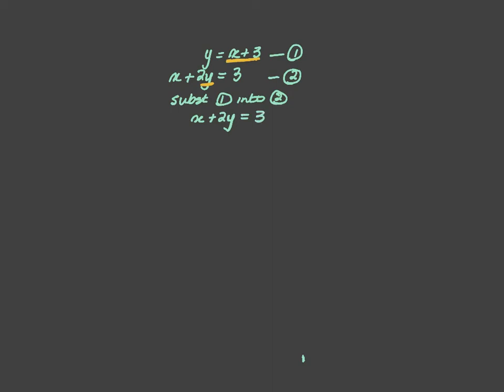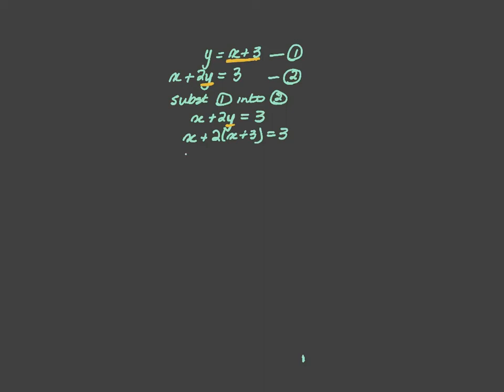In the next step, I write x plus, now remember I'm substituting for y. So I write 2, and then instead of the y over here, I'm going to write x plus 3. I need to put that in a bracket so that I multiply the whole thing by 2 is equal to 3. In the next step on the left-hand side, I must remove my bracket.